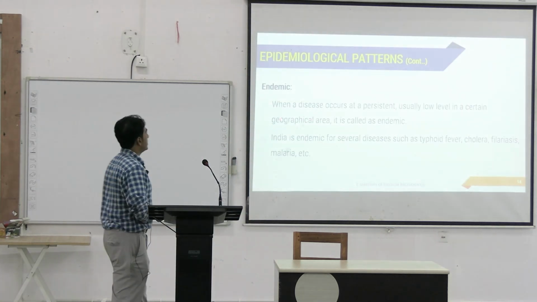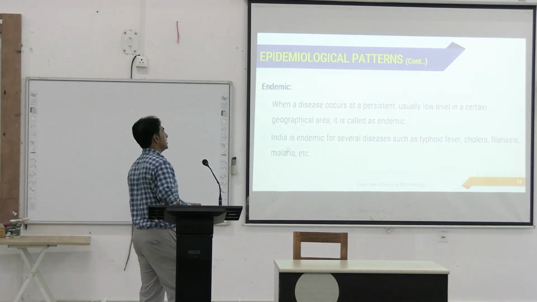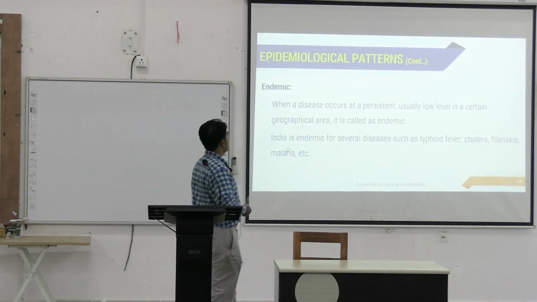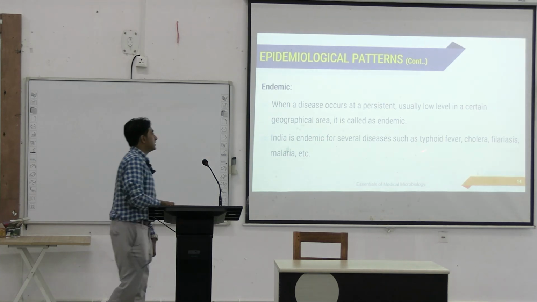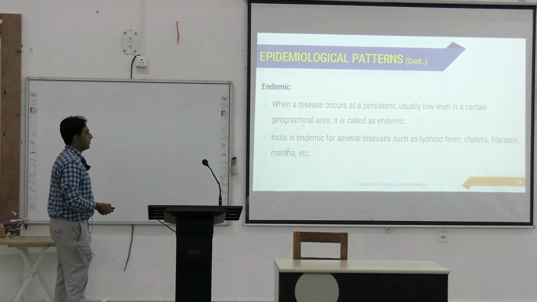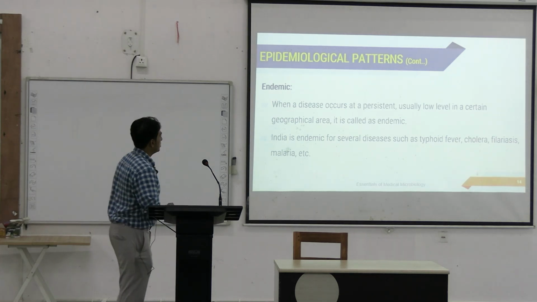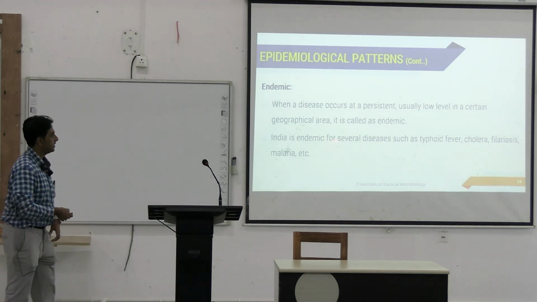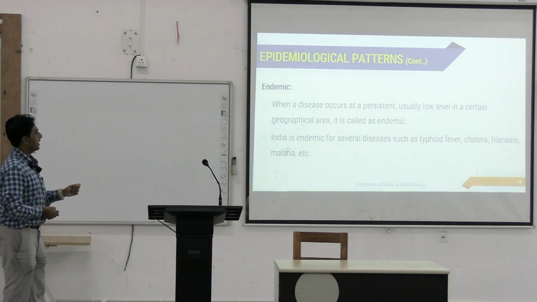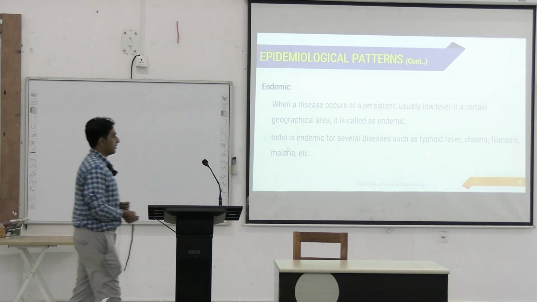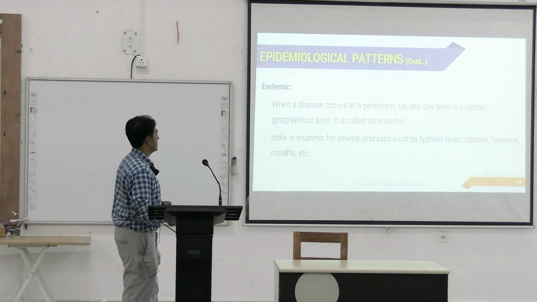And endemic, when the disease occurs at a persistent, usually low level in certain geographical area known as endemic. যেমন India is endemic for several diseases like typhoid, cholera, filariasis, malaria, etc. Endemic টা কি? এটা regularly হতে থাকে persistently at a low level at certain geographical areas like in our country typhoid, cholera, filariasis and malaria.